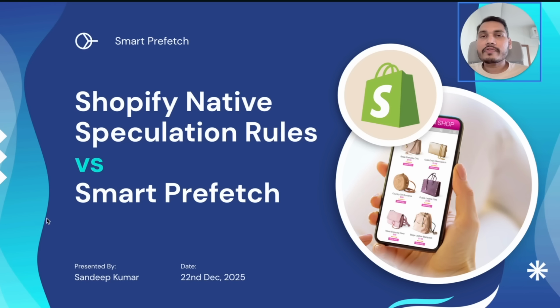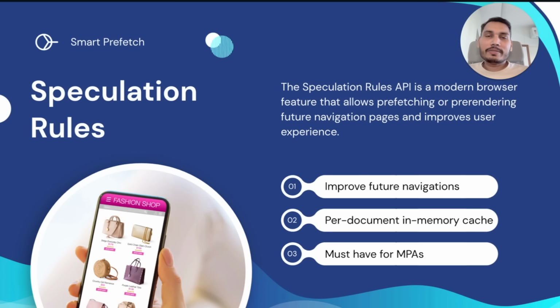We'll see how the Shopify native speculation rule offerings are a little different from Smart Prefetch, their constraints, and how they affect the performance of your store and the conversion. Let's deep dive. So let's start by understanding this speculation rule.